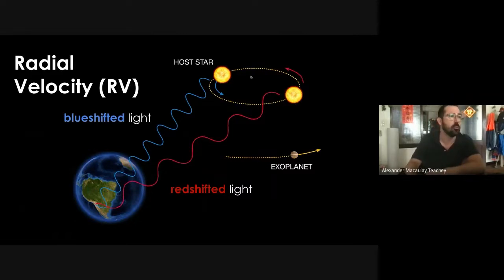And so when the star is moving towards us, the light gets pushed in a bluer direction, kind of gets squeezed and looks bluer as a result. And as the star goes away from us, the light waves get stretched out and it appears red to us. And so we say that this is red shifted and blue shifted light.